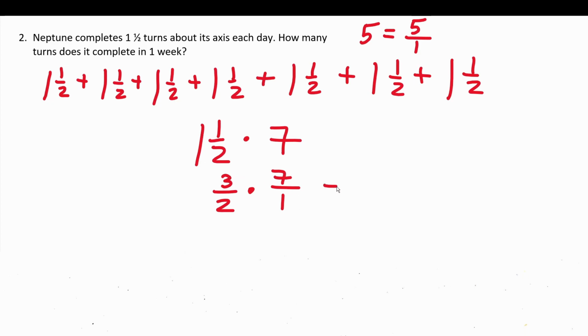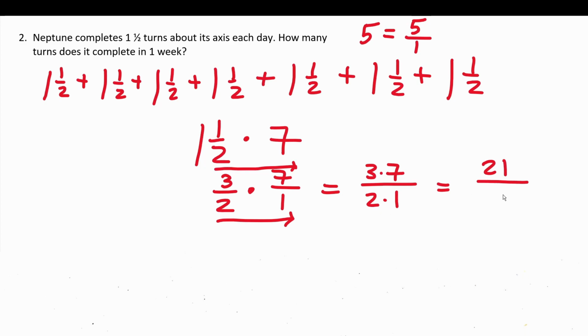Now in this case, unlike the previous problem, we are multiplying fractions. And the way you do that is you just multiply straight across. That is to say, you multiply the numerators together, which are 3 and 7, and the denominators together, which are 2 and 1. 3 times 7 is 21. 2 times 1 is 2. And as you can see, we have our result, albeit as an improper fraction.